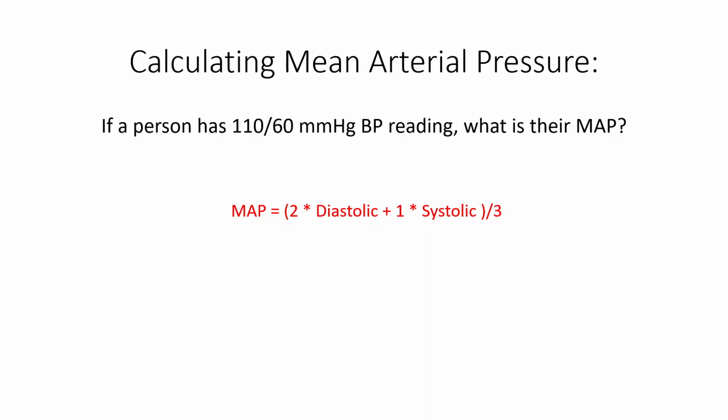Okay, so if you take the diastolic reading, what is the diastolic reading? It's 60. So 60 multiplied by 2 is 120 plus the systolic, which is 110, making it 230. So 230 divided by 3 is approximately 76.66, so that's approximately 77. So this person who has 110/60, which is a little low, right? Their mean arterial pressure is low. It's approximately 77 mmHg. Okay, so that is how you calculate.